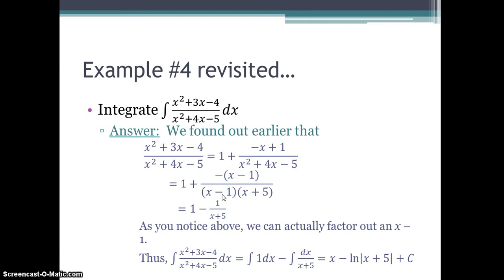And so what we need to integrate when we're integrating the original is just 1 minus 1 over x plus 5. When we integrate 1 dx, we're going to get x. And when we integrate dx over x plus 5, we get natural log of the absolute value of x plus 5 plus C. And notice that this one doesn't necessarily always involve a natural log, but most of the time we get some sort of a natural log involved.